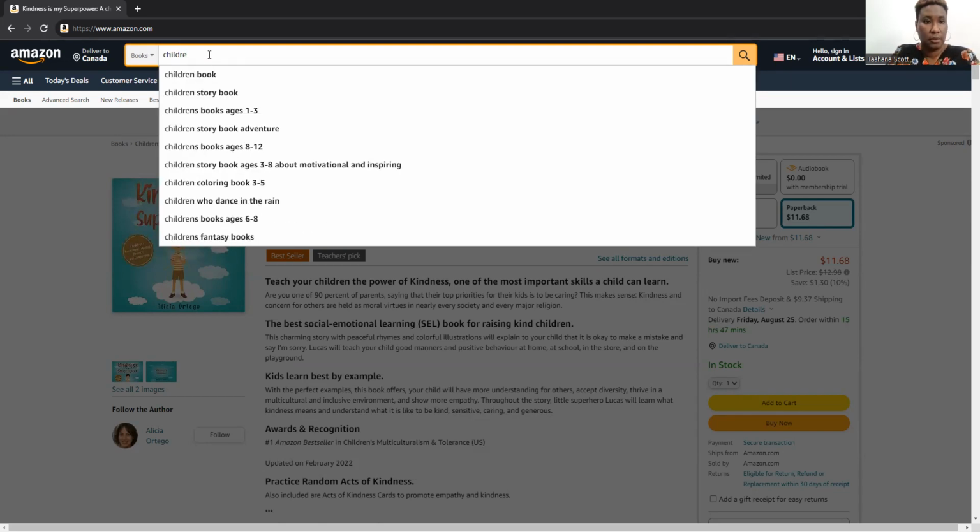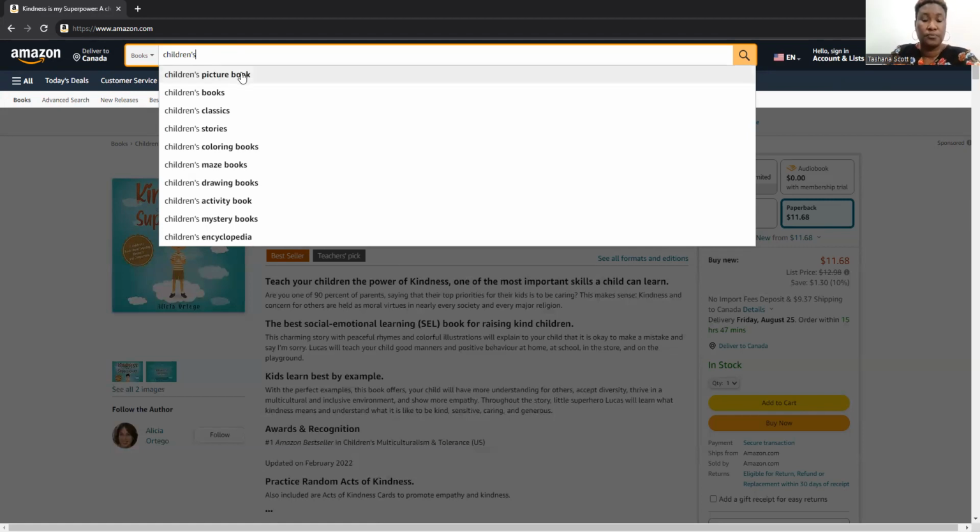children's books. And as you can see here, Amazon started populating a lot of keywords that people are actually searching for. So they're searching for children's book, children's storybook, children's books ages 1 to 3. Let's continue the words here. Children's picture books, children's classics, stories, coloring book. So Amazon is actually showing you what people are searching for.